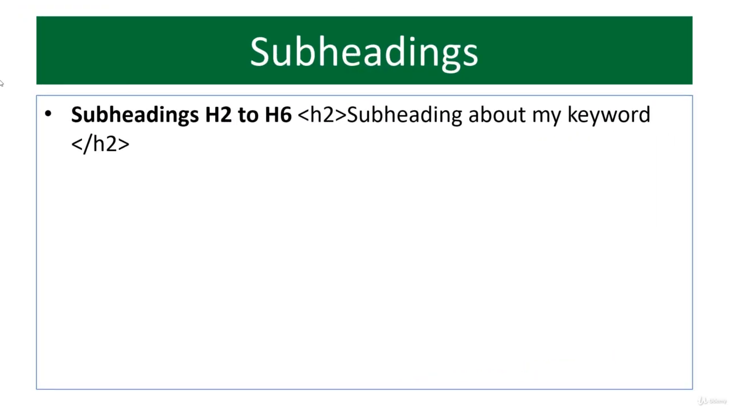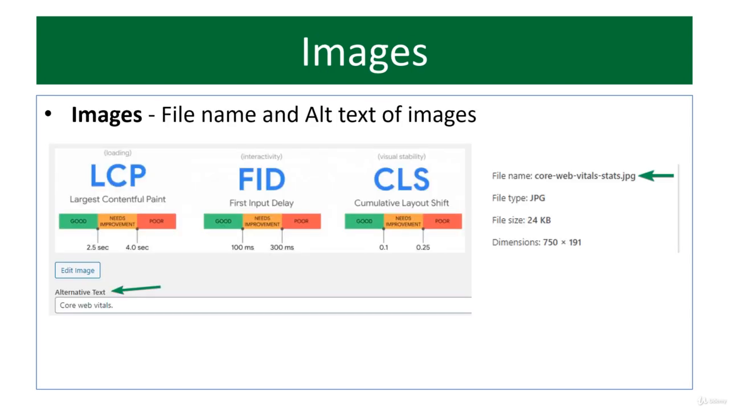Also put your keywords in the subheadings. In HTML code, you can use H2 to H6 for this. You can also optimize images on the page by including your keyword in the file name and the alt text.